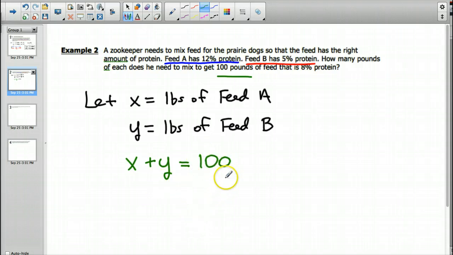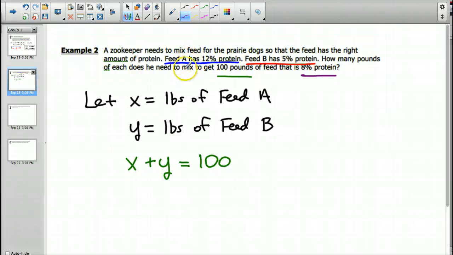Okay, so the first equation I can write is this. I know I want 100 pounds total of feed at the end. So if there's X pounds of feed A and Y pounds of feed B, that means X plus Y needs to be equal to 100. So one equation for mixture problems is going to be just in terms of the amount, the number of pounds or the number of liters, just the actual sheer amount. The other equation is going to involve, in this case, concentration. We want a specific concentration of protein. We want 8% protein in our new feed.